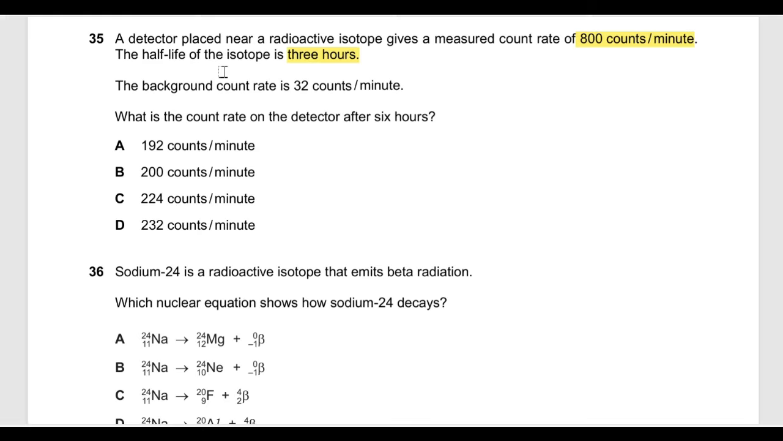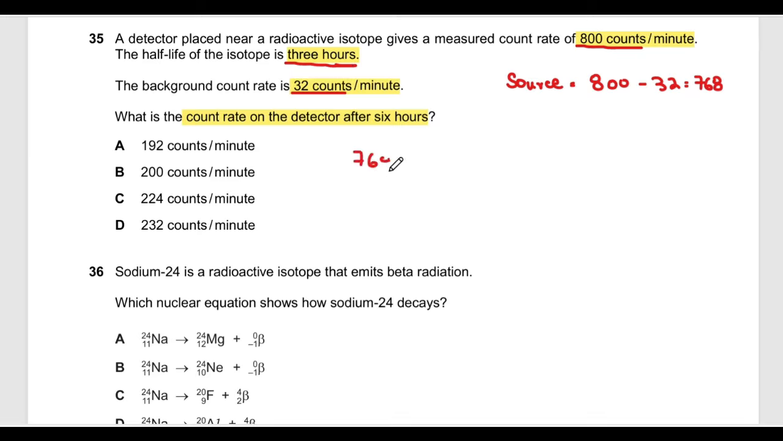The half-life is 3 hours. The background count is 32 counts per minute. What is the count rate of the detector after 6 hours? This 800 counts per minute is measured by the detector, so it also includes the background radiation, which is 32 counts per minute. To get the counts from the source, we have to subtract the background radiation from 800. So the source is having 768 counts per minute, and the half-life is 3 hours.